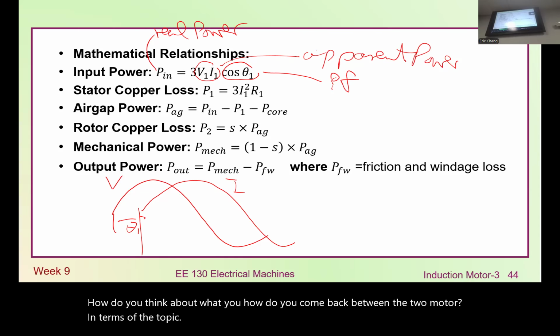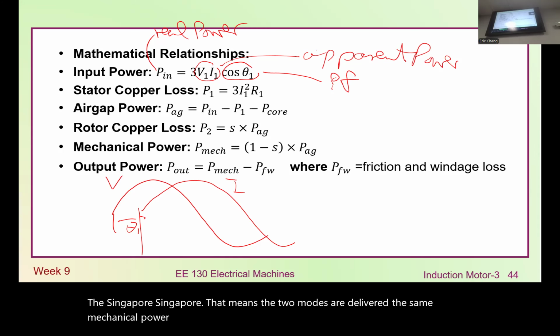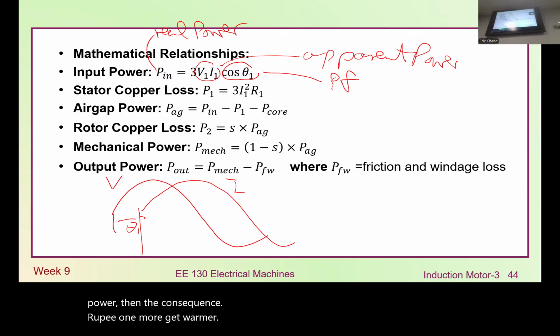The same power. That means the two motors deliver the same mechanical power output. So that's what we want. However, with one motor at low power factor and another motor at high power factor, the consequence will be different. The low power factor motor will have a problem.